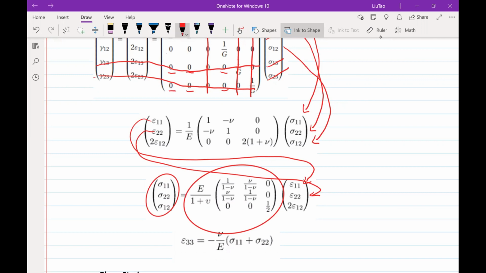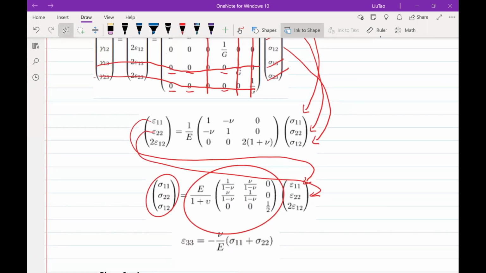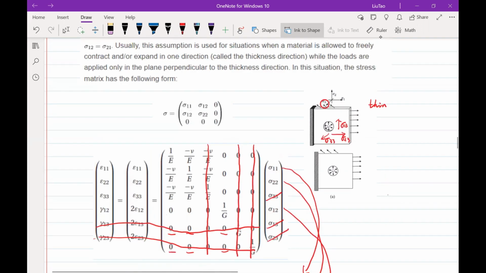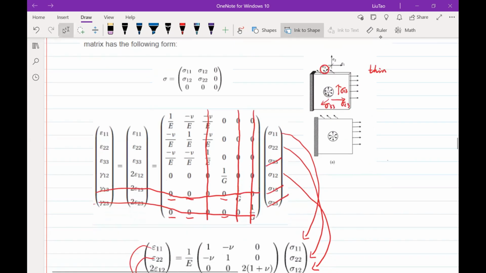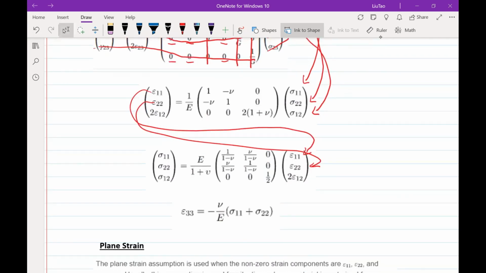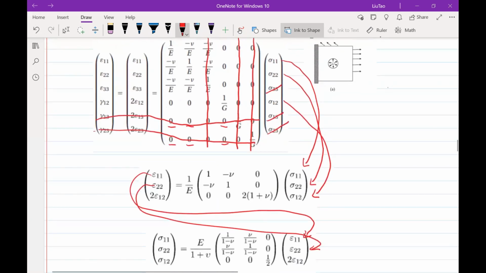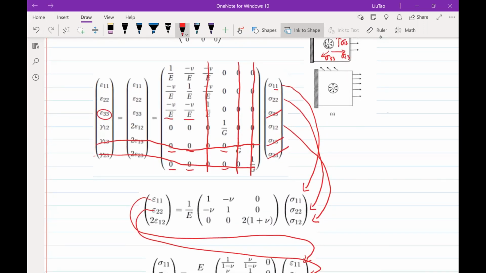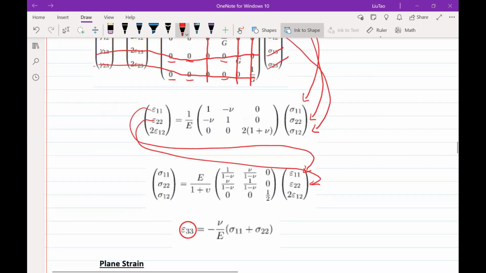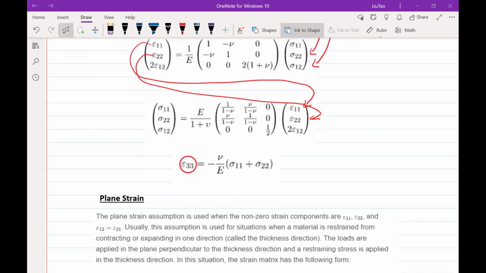But there is one thing that I need to mention. Because for this problem, we allow the third direction, E3, to move freely, we will have a strain along the third direction, which is epsilon 3,3. You can find epsilon 3,3 here, and using these coefficients, after simplification, you get epsilon 3,3 is equal to negative Poisson's ratio over E times sigma 1,1 plus sigma 2,2.